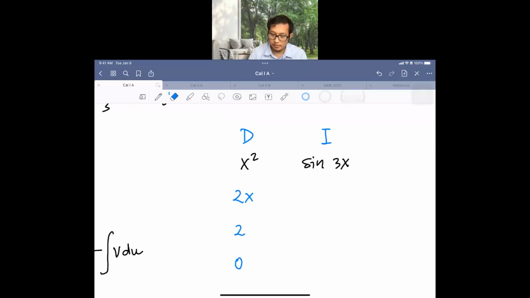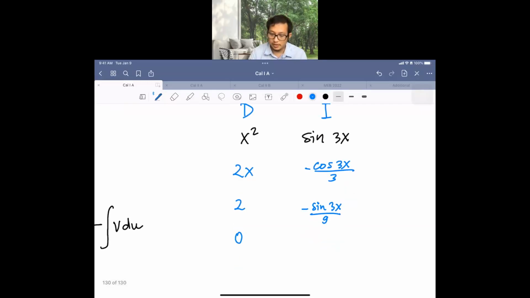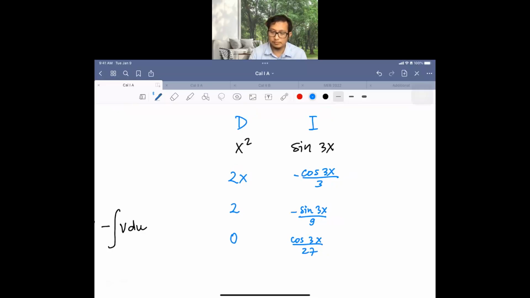And then integrate: it becomes negative cosine 3x over 3. Integrate one more time: sine 3x over 9. And then integrate one more time, we will have cosine 3x over 27. Then multiply with positive, negative, positive, negative. Now what we can do is multiply diagonally. And for the last one, since it's 0, it's not necessary to multiply.